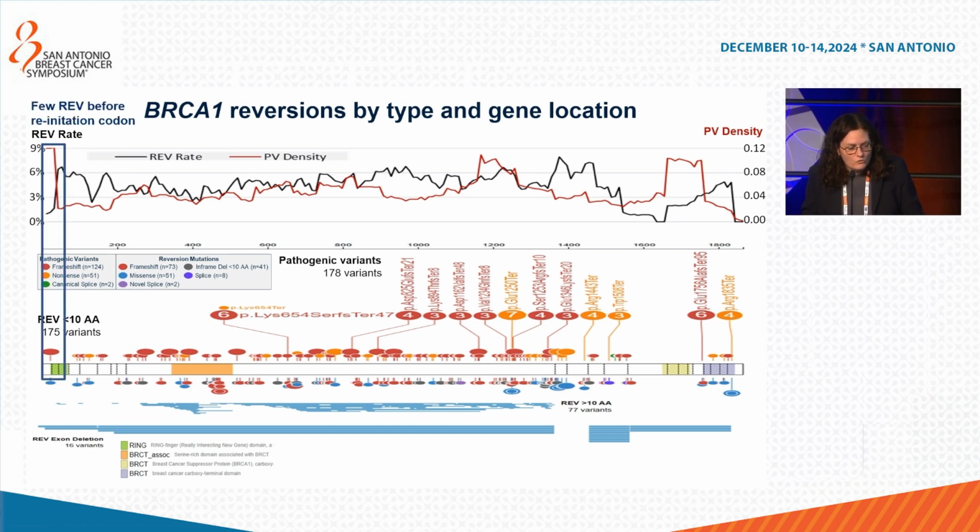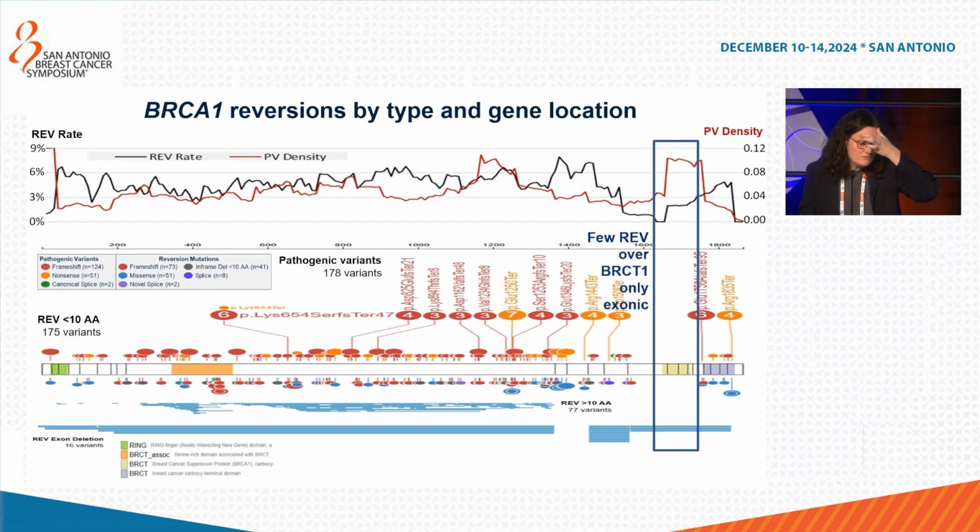You see very few reversions before the reinitiation codon. So this is at the 185delAG. As you note, there was reinitiation at 297, and we don't really see any reversions. This is a known mechanism, by the way, of reinitiation resistance. So not surprisingly, we see very few reversions over BRCA2-1. You can see there's a high pathogenic density and a relatively low density of reversions, and you can see very few in that region. There are a few exonic deletions.